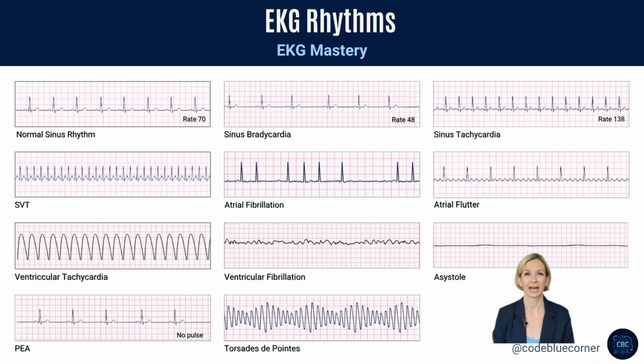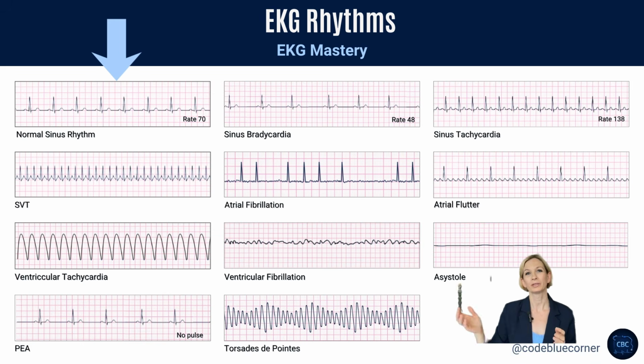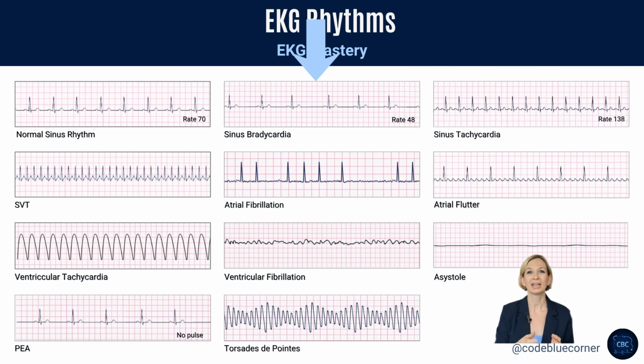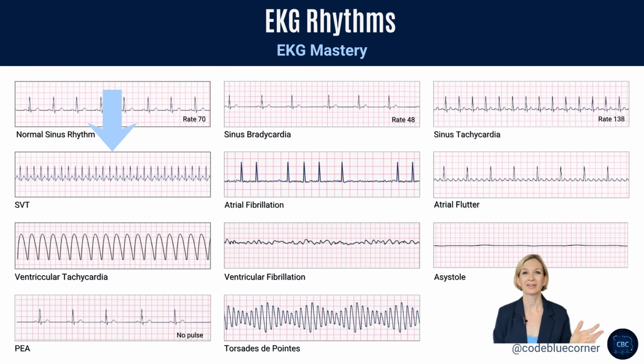Let's do a quick recap. Normal sinus rhythm equals normal. Brady equals slow rate. Tachy equals treat the cause. SVT, vagal, then adenosine. A-Fib, irregularly irregular. A-Flutter, sawtooth. V-Tac, check pulse. V-Fib, defibrillate. Asystole, CPR plus epi. PEA, electrical activity, no pulse. Torsades equals magnesium. If this helped, save this video.